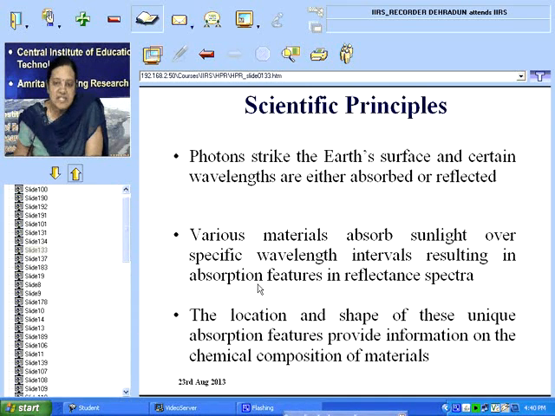The location and the shape of these unique absorption features are very important, and they provide information on the chemical composition of the material. Reflectance spectra enable us to discriminate between the two types, and these absorption features are very unique to that object. So the moment the composition or the material characteristic changes, the absorption location and the shape change. In a way, they enable us to identify the exact type of the material and its chemical composition also.